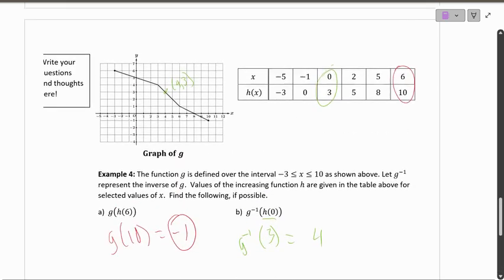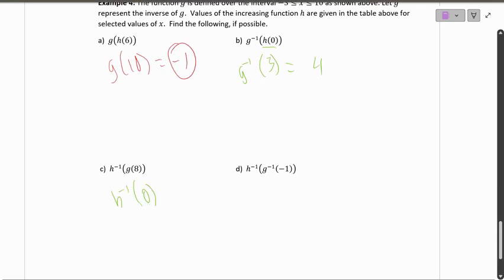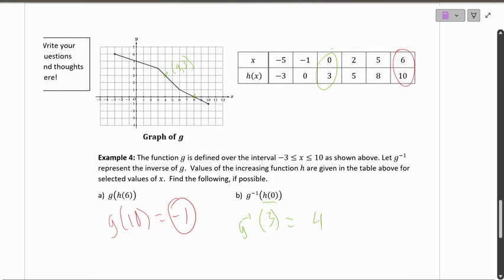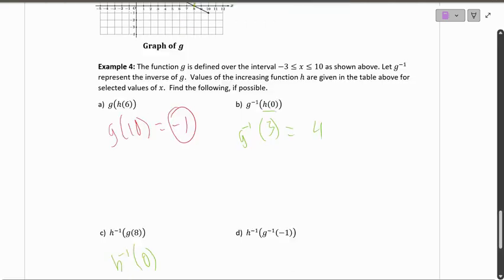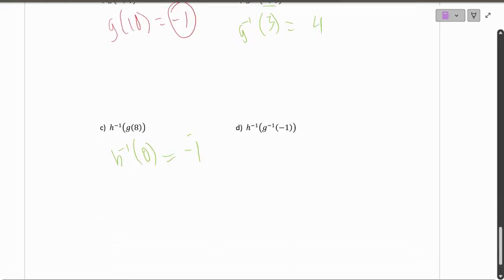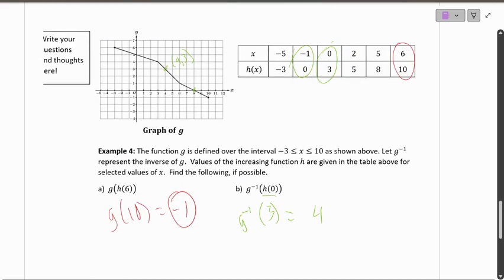All right, so g of 8. I'm starting with g. g of 8 tells me it's 0 because that's just the normal one. So I got h inverse of 0. The inverse would mean I switch all the x's and y's. So again, if you needed to, you could rewrite the table, but you can also just think, okay, for the inverse, my y value is becoming my x. So this is what I'm looking at for h inverse of 0, and that gives me -1. And then here we got both inverses. So let's start with g inverse of -1, which means I'm looking at the y. So that gives me a 10.